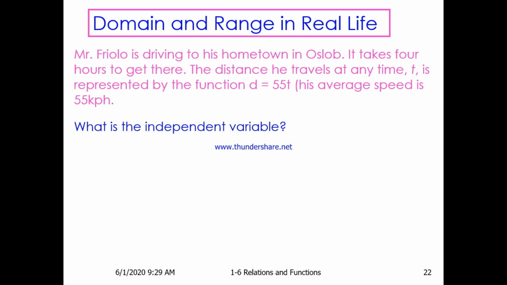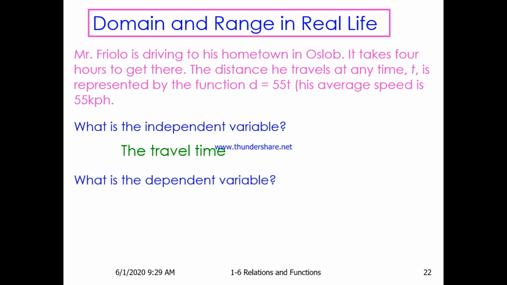A question: what is the independent variable? The time of travel, meaning the distance is the dependent variable. The distance traveled is dependent on the traveling time. So if the traveling time is 1 hour, meaning the distance traveled is shorter than if you are to travel 2 hours. So meaning the traveling time is the independent variable, while the distance being traveled is the dependent variable.